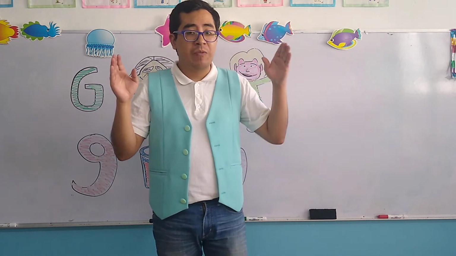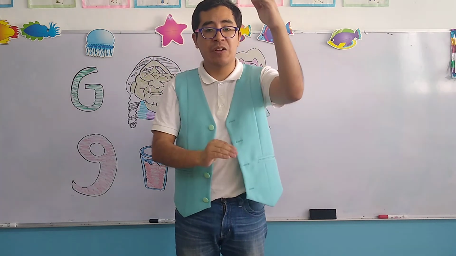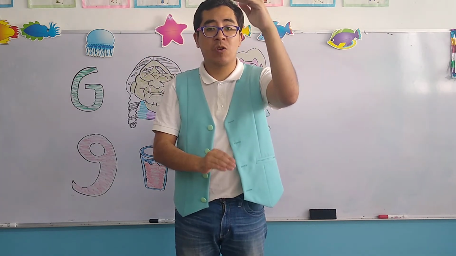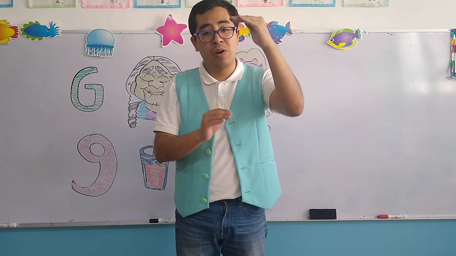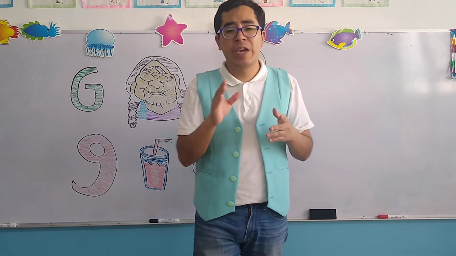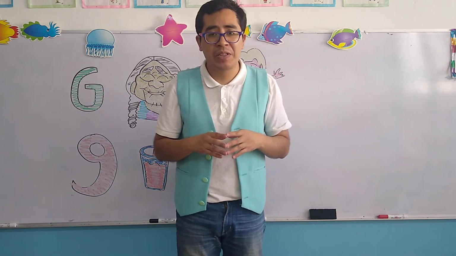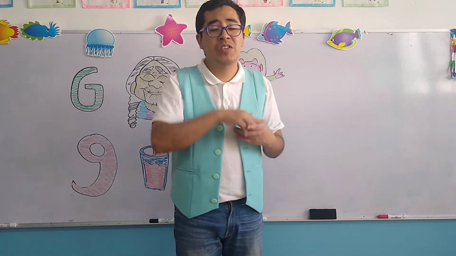And also, remember, all of the letters have two forms. Capital letters, which in Spanish they are called mayúsculas, and small letters, minúsculas. So, as I mentioned before, today we're going to continue with the letter G. Capital G, small g. So, let's begin.